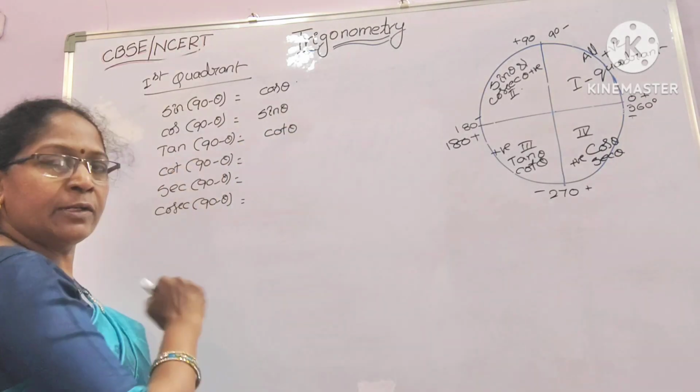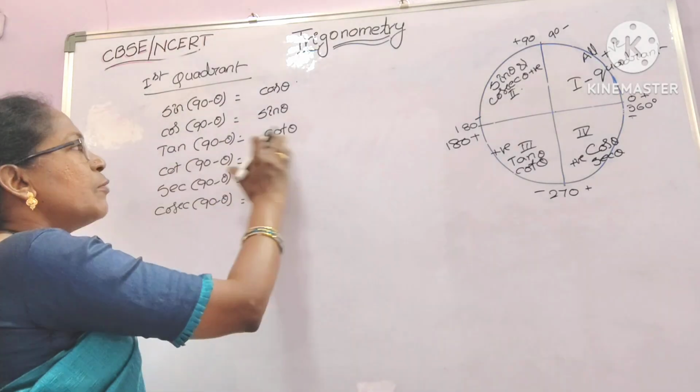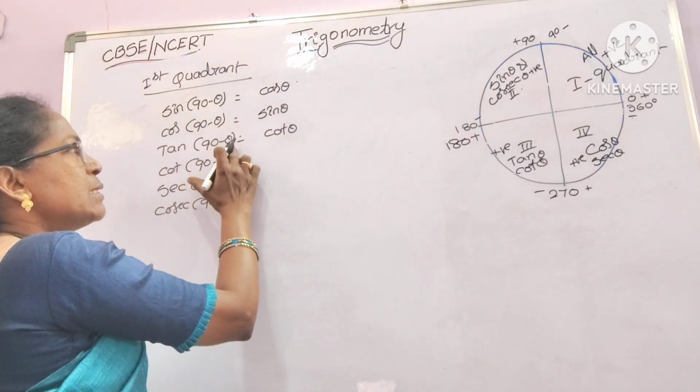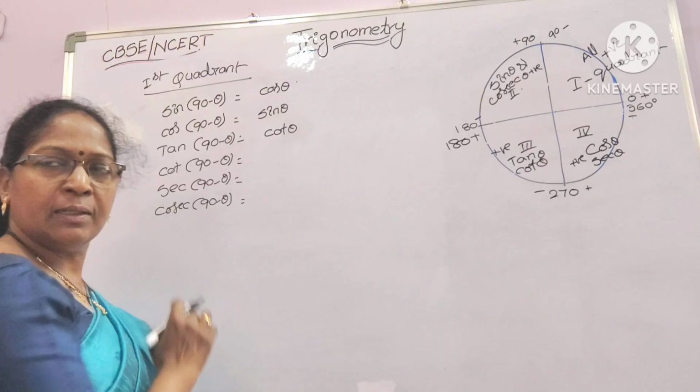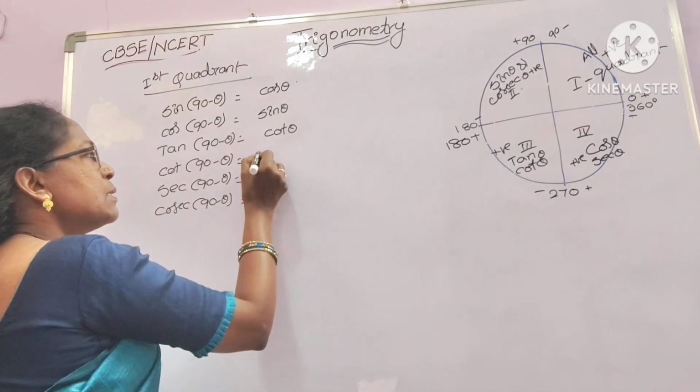This is in the first quadrant. So this 90 minus theta comes under the first quadrant. So just write down the conversions. Tan 90 minus theta, tan becomes cot, cot theta. Again, cot 90 minus theta, cot becomes tan.